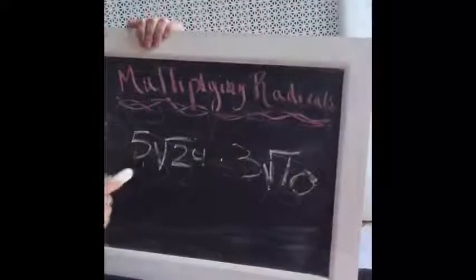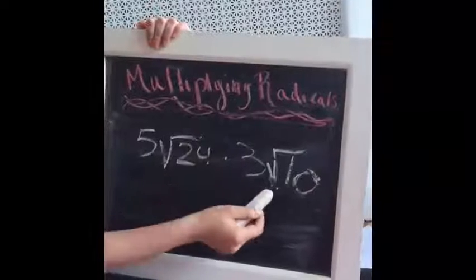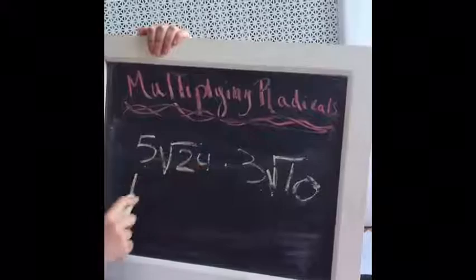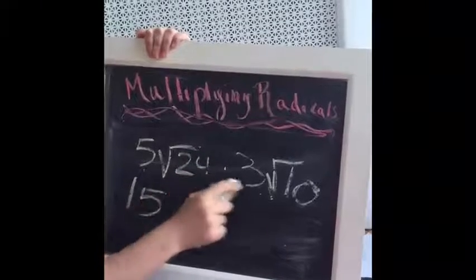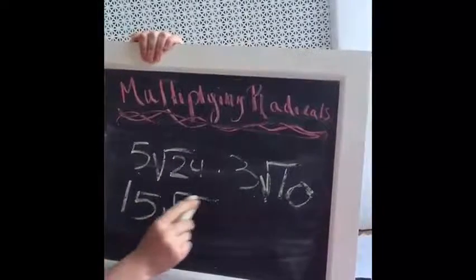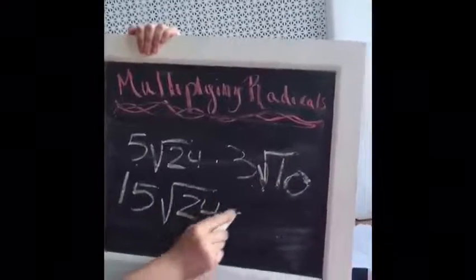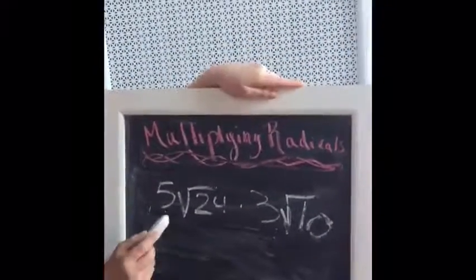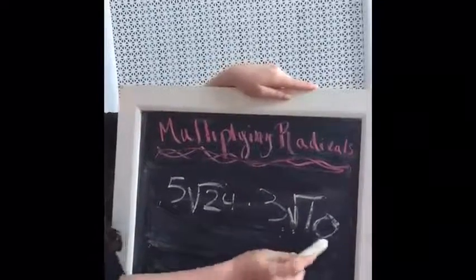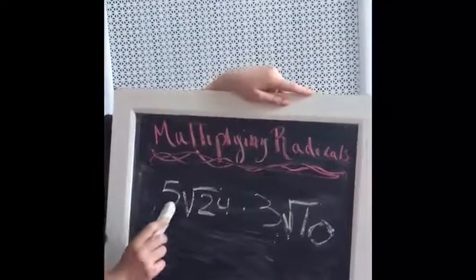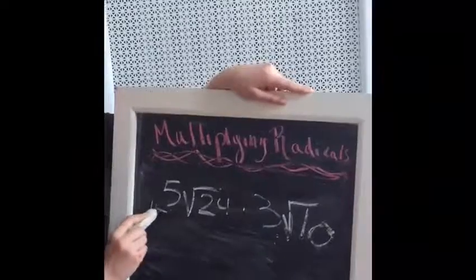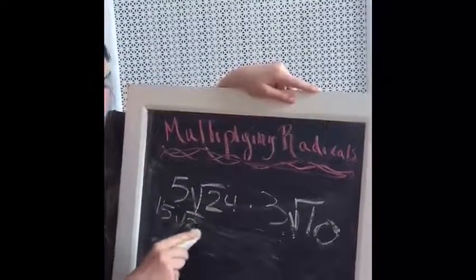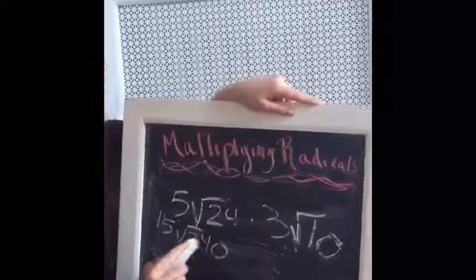So let's say you had 5 rad 24 times 3 rad 10. So first what you would do is multiply the coefficients, so that's 15, and then multiply these two together, so that's 240. And that is your answer. Okay, so if you have this problem, 5 rad 24 times 3 rad 10, all you would do is 5 times 3, which is 15, and then 24 times 10, which is 240. But you're not done. You have to simplify this expression.